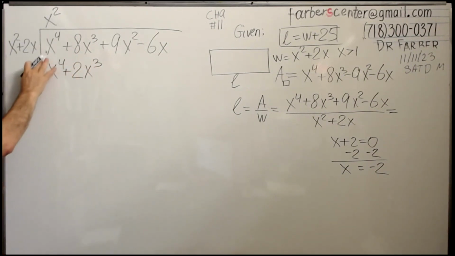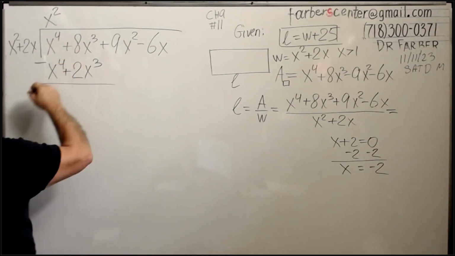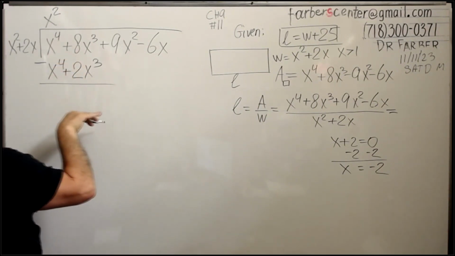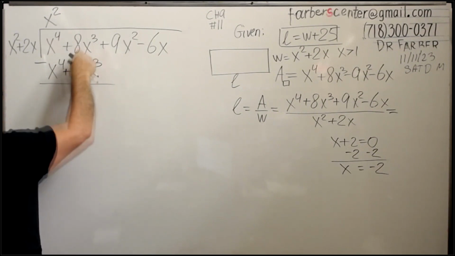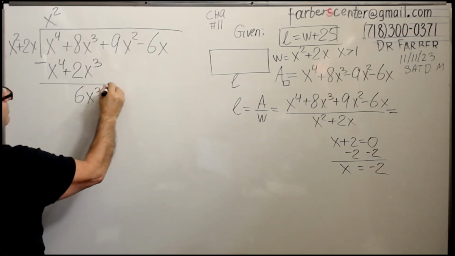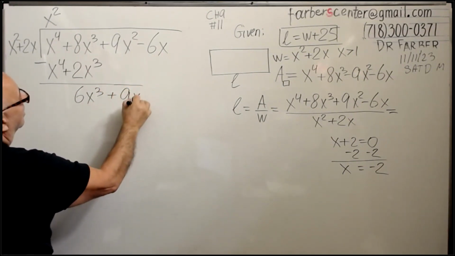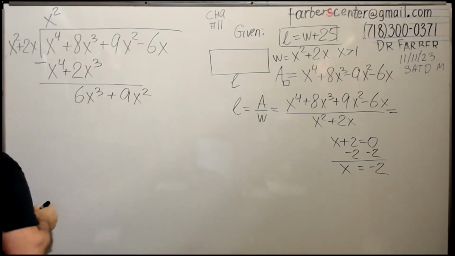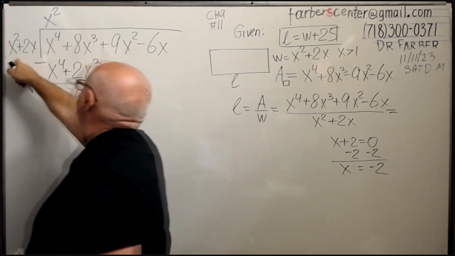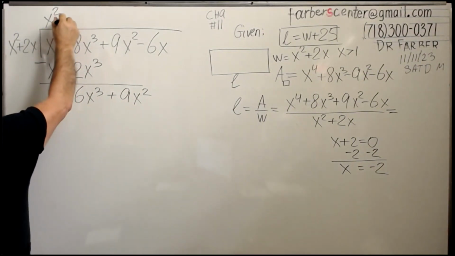Like you did in long division, from this you subtract this. If you have any question, ask me. x squared minus x squared, 0. Not necessary to write this. 8 minus 2 will be 6x to the third. Bring down the second term. Think about what is supposed to multiply x squared to get 6x cubed. Definitely 6x.